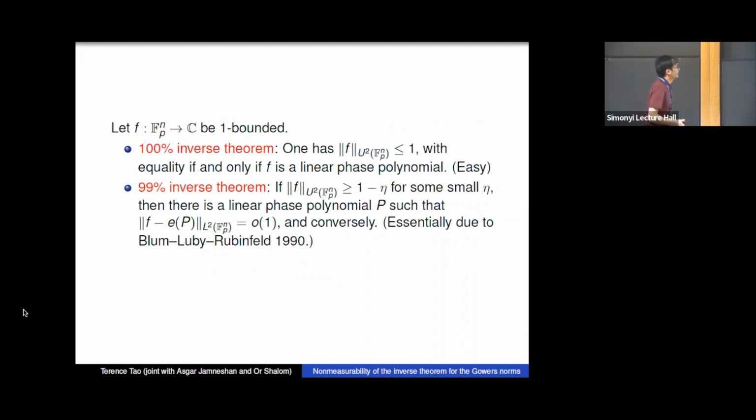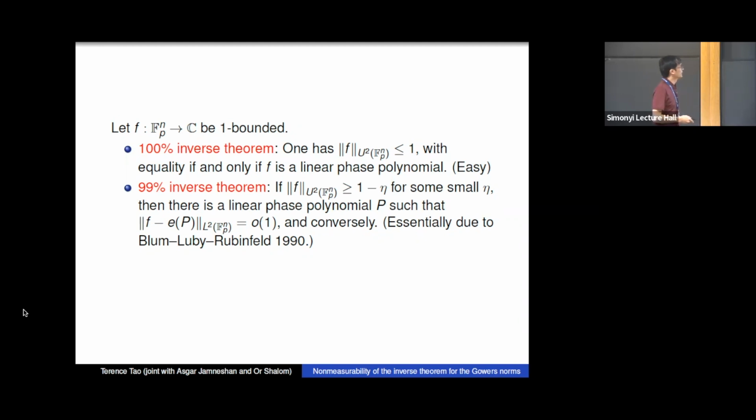And because of that, you can get the analogs of everything I just said in k equals 0. If you have a function which is 1-bounded, the U2 norm is always at most 1. And it's only equal to 1 if your function is a linear phase polynomial. And that's really easy. I'll prove it here though. If your U2 norm is close to 1, bigger than 99%, then you can show that there's a linear phase polynomial which is really close to f in L2 norm, with something which depends polynomially on eta. They didn't phrase it quite in this language, but this is basically due to Blum-Luby-Rubinfeld, and the same argument extends into this language.